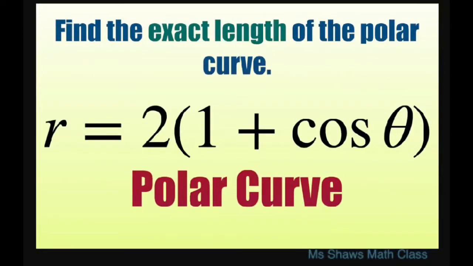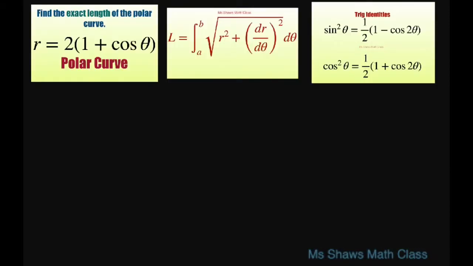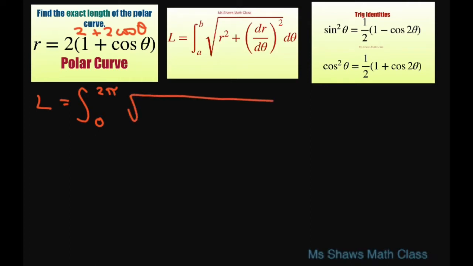One, we're going to find the exact length of the polar curve r equals 2 times (1 plus 2 cosine of theta). I'm going to go ahead and right away just write this as 2 plus 2 cosine of theta. This is a cardioid, and it encompasses all 4 quadrants. So we're going to go from 0 to 2 pi and take the square root of r squared.